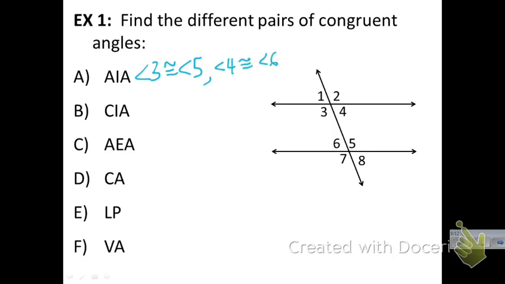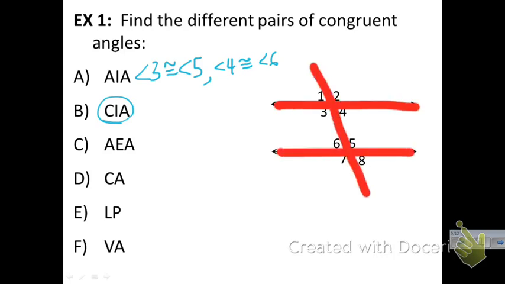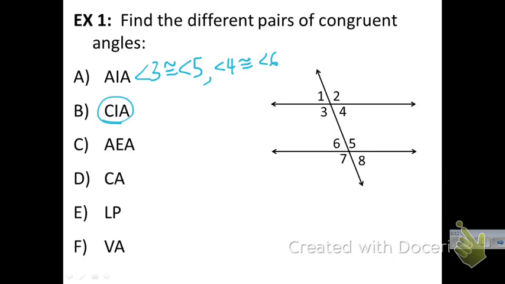Now CIAs, these are inside our parallel lines on the same side of the transversal. So we're looking at those pair and the other pair over there. Now remember that consecutive interiors are not congruent. Here's the pair where it's not congruent, but they are supplementary. So we're going to say the measure of angle 3 plus the measure of angle 6 equals 180 degrees, and on the other side of that, the measure of angle 4 plus the measure of angle 5 equals 180 degrees.